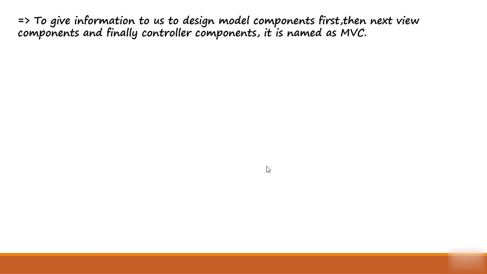This gives us information to design model components first, then view components, and finally controller components. That's why it is named MVC. MVC is nothing but Model View Controller. First we have to develop the model, then the view, then the controller. This is the fast and easy development process in companies. That's why everyone follows MVC architecture.